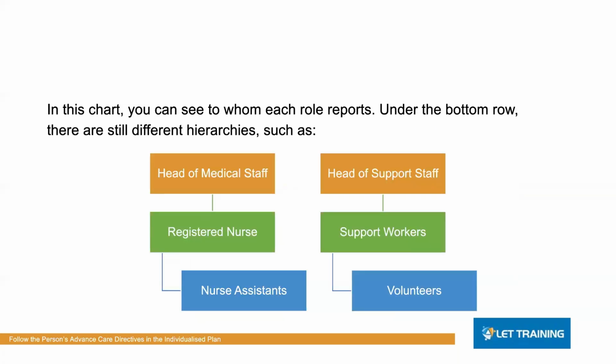In this chart, you can see to whom each role reports. Under the bottom row, there are still different hierarchies, such as the head of medical staff, who is over the registered nurses and nurse assistants, and the head of support staff, who is over the support workers and volunteers.